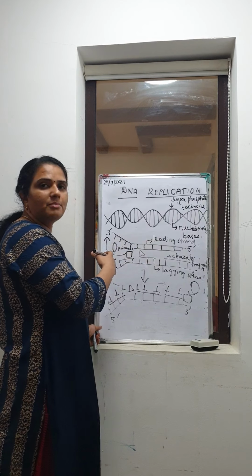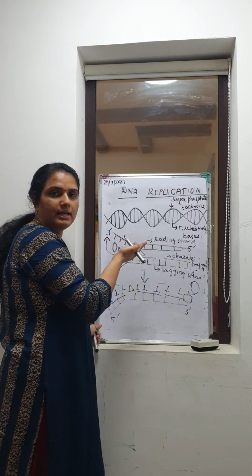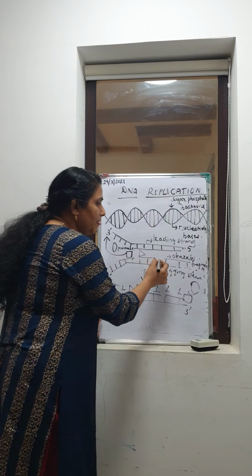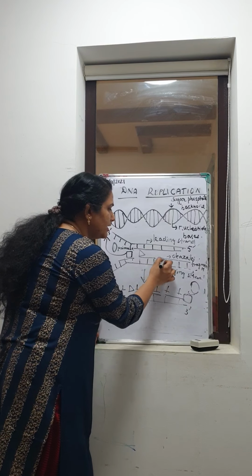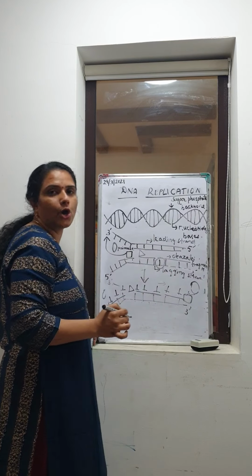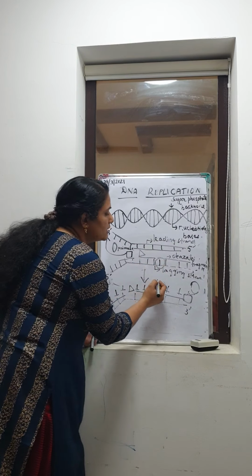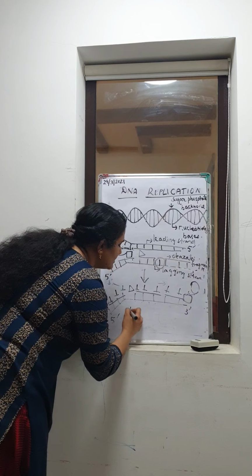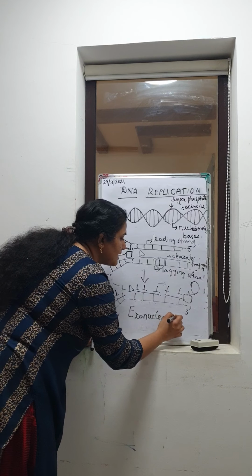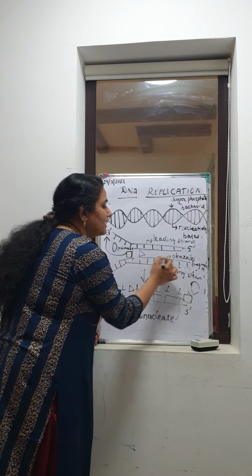Anyways, it doesn't matter if it is a fragment or a leading strand, it is going to bind anyways, isn't it? But the thing is, here you can see there is a space in between, right? This space has to be removed. Only then can the fragments join together. So who is going to remove this space? It is an enzyme called exonuclease. Exonuclease is the enzyme which is going to remove the space between the lagging strand fragments.